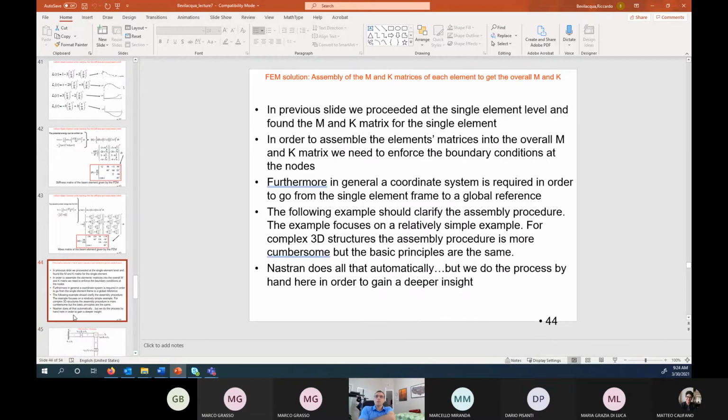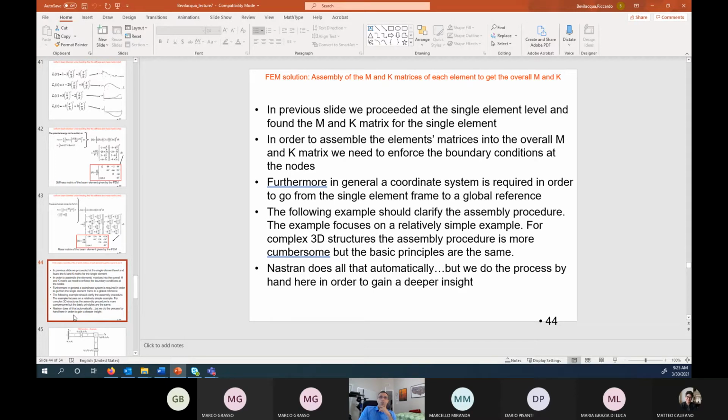Okay, so basically, let's see what we've done. We looked at a single element and found m and k for the single element. Now, my actual structure will have multiple elements, and we want to find overall m and k matrices, and we do that by enforcing boundary conditions at the nodes. So each element will be connected to the next one, and so on and so forth. So they can't move independently. So the W2, for example, will be connected to another beam at that node, and so that displacement will be the same for both nodes when they touch each other.